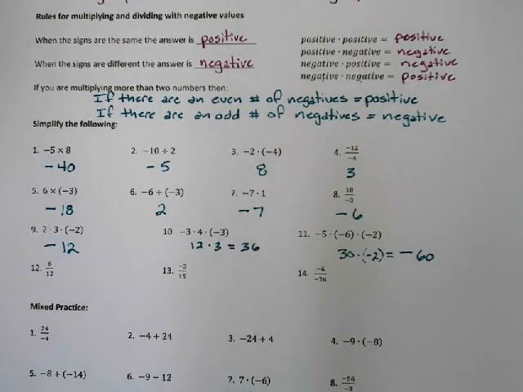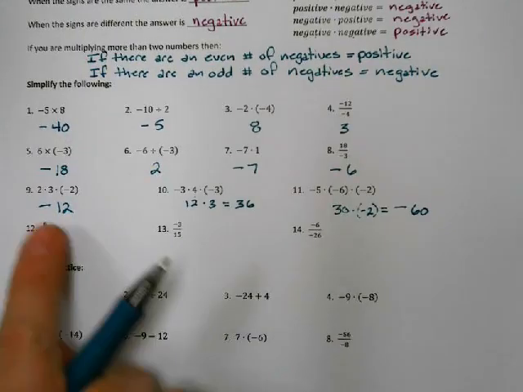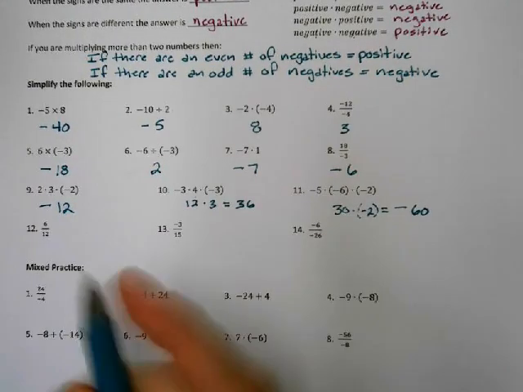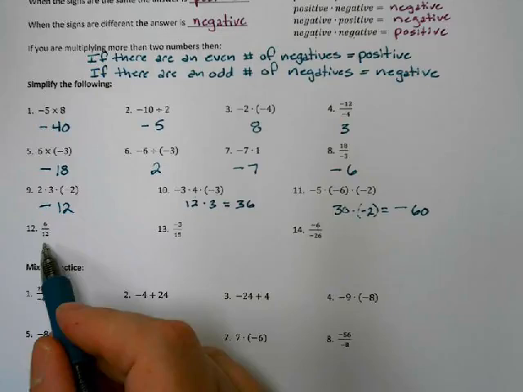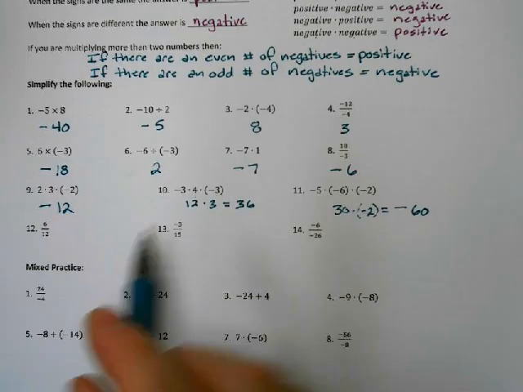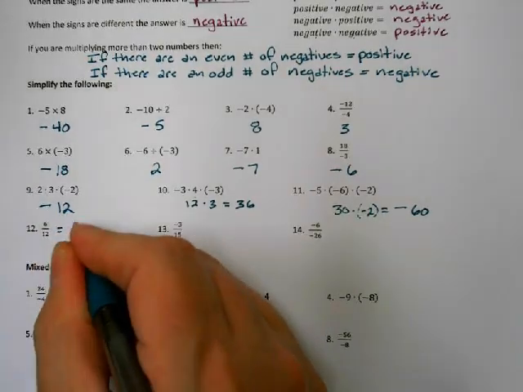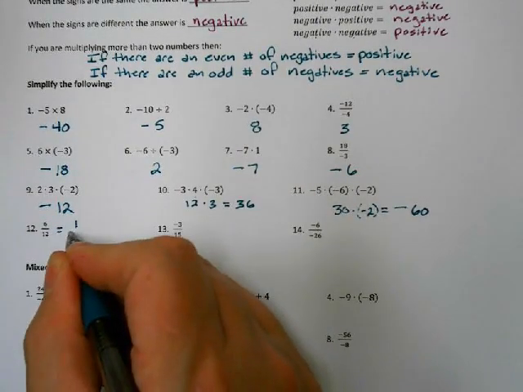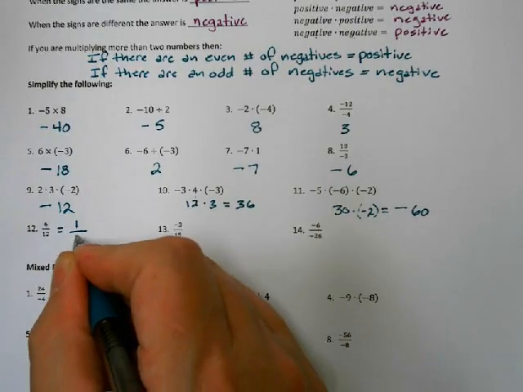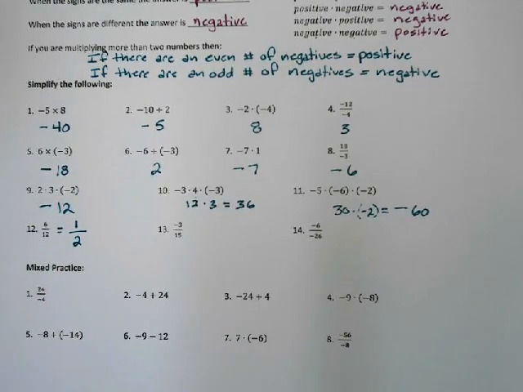Moving on. Again, these are division. 6 divided by 12. Well, 12 doesn't go into 6. So what we would do on this one is we would reduce it. 6 goes into 6 once. 6 goes into 12 2 times. So that one would reduce to 1/2.